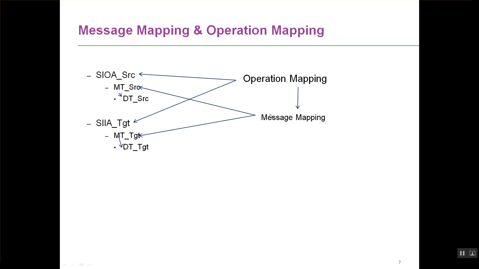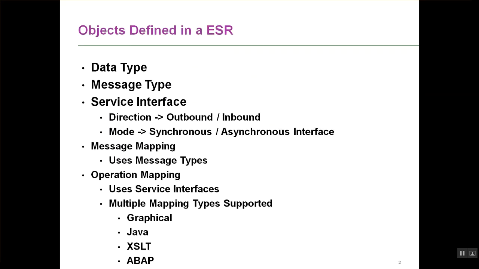Right? Then you would define a message mapping, and this message mapping uses the MT underscore source and the MT underscore target. Because remember, a message mapping is nothing but a graphical mapping where you're going to map the source structure to the target structure. So you're going to use the message types that you have defined in the mapping layer. And then you would define an operation mapping. The operation mapping is going to use the source interface, the target interface, and also use the message mapping. So at a very high level, to summarize, we'll just go back here.